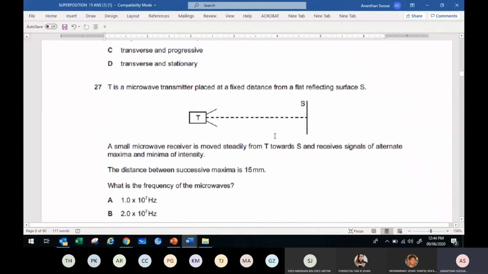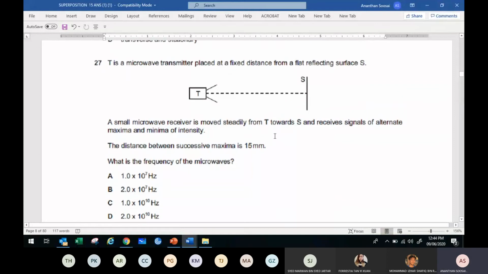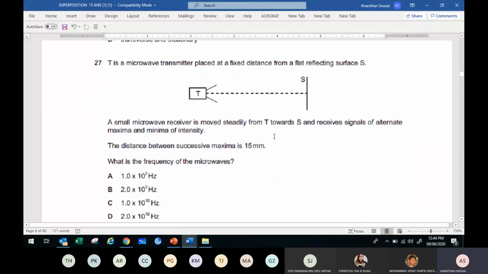Okay, this one. Question 27, this is page 16. This question is about microwaves. Microwaves also form stationary waves. Get me the answer for this one.